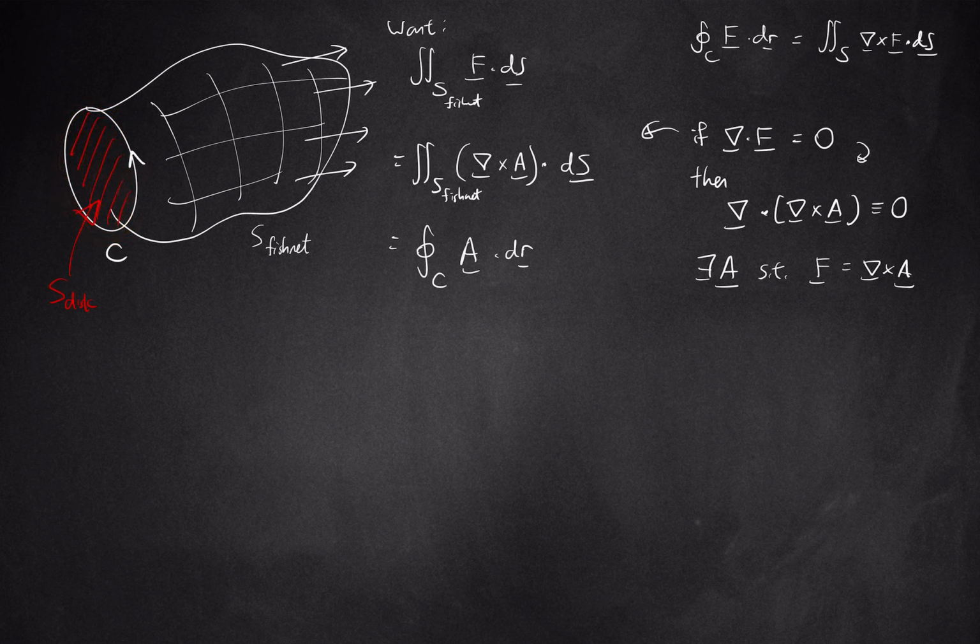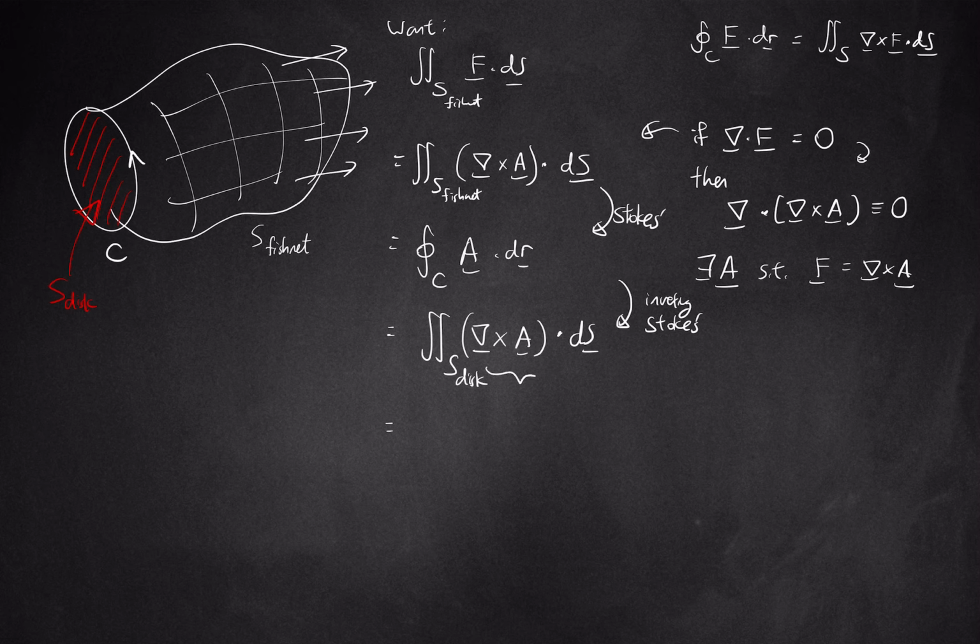So we can also rewrite that, and this involves Stokes' theorem, and I can rewrite this as this, but over the disk. So this is sort of using the inverse of Stokes' theorem. Okay, so you can go backwards, and that, of course, is equal to F again.